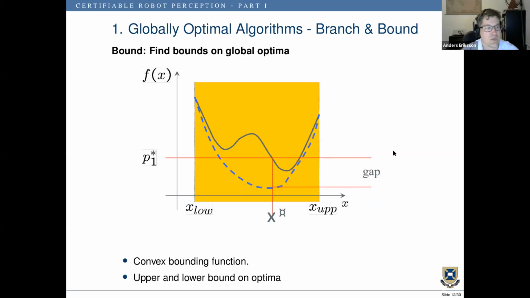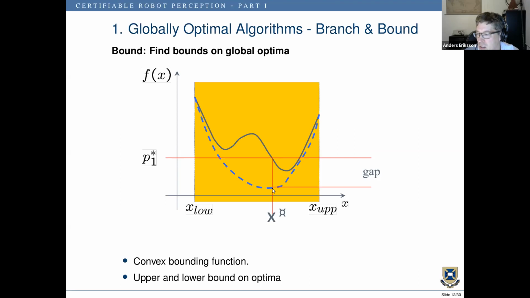So it might look something like this. This is our original objective function. We still have the same interval. Let's say somehow we're given this lower bounding function. This is a much easier one. As you can see, it's convex. And we solve that one instead. And if we do that, we might end up finding the minimum, which is down here somewhere.